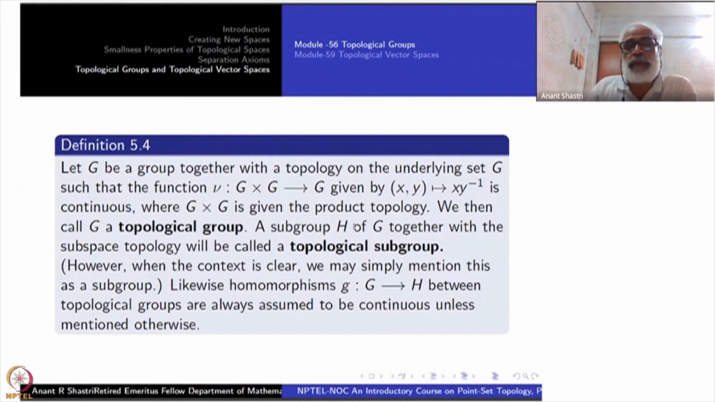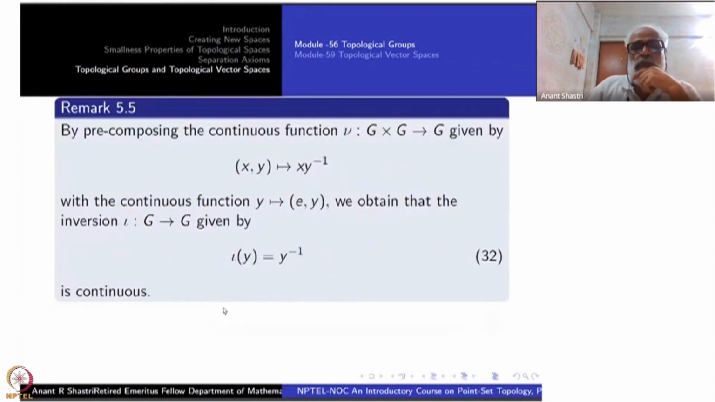A subgroup H of G together with the subspace topology will be called a topological subgroup, provided the group operation is also the same because it's a subgroup. However, when the context is clear, we may simply mention this as a subgroup. Likewise, homomorphisms from G to H between topological groups are always assumed to be continuous unless mentioned otherwise.